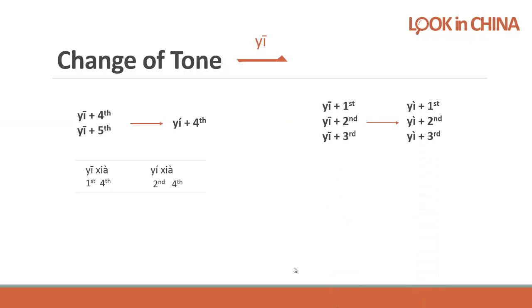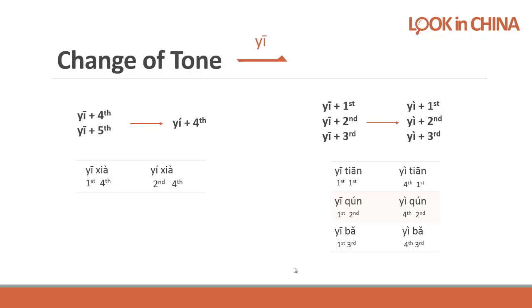And when yi is followed by a non-fourth tone, in other words, when it's followed by a first tone, second tone, or third tone, yi will change into the fourth tone. So something that was originally yi tian becomes yi tian, and yi qun becomes yi qun, yi ba becomes yi ba.